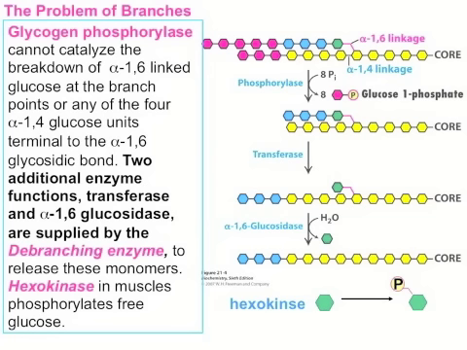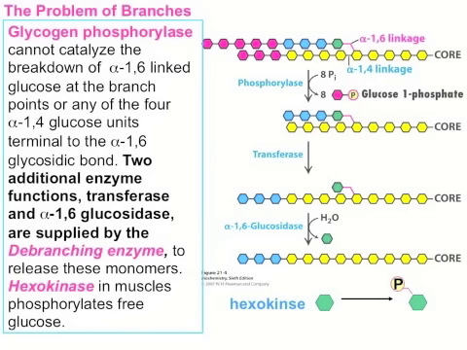The transferase portion of the debranching enzyme is going to take those last 3 glucosyl residues and move them to the end of a straight chain. Then the 1,6 glucosidase portion of this same enzyme is going to hydrolyze glucose off. This is going to remove the branch point.